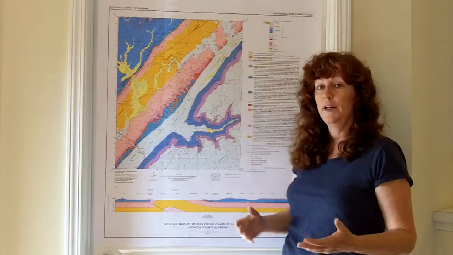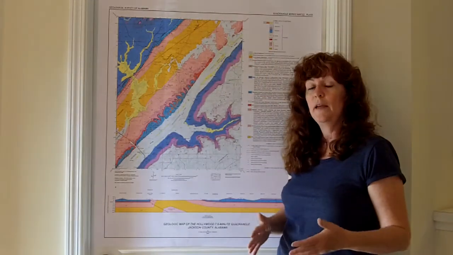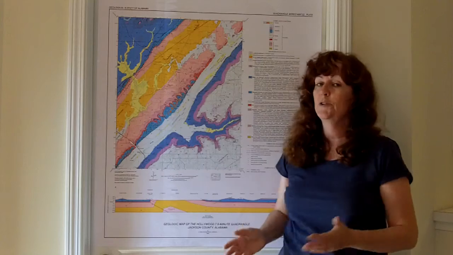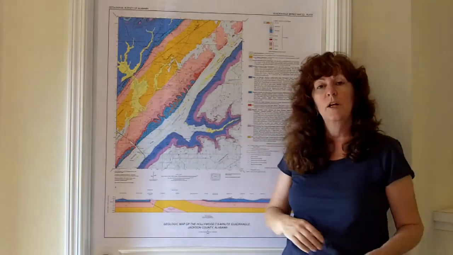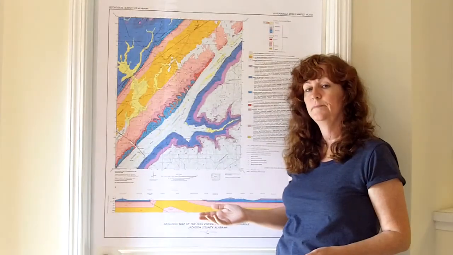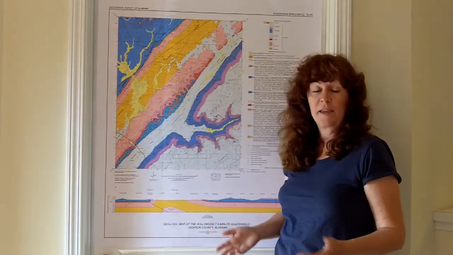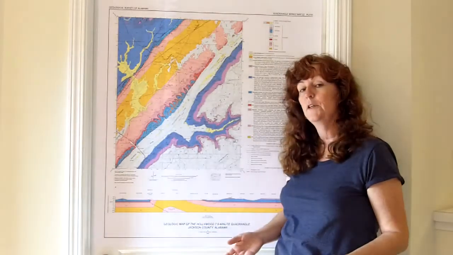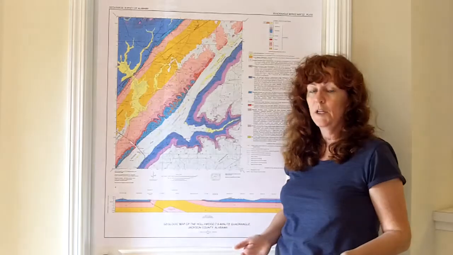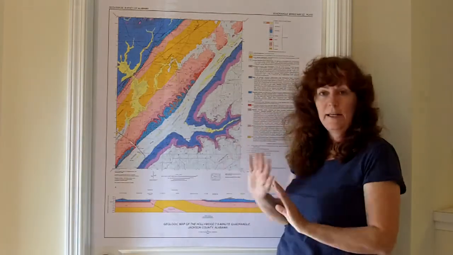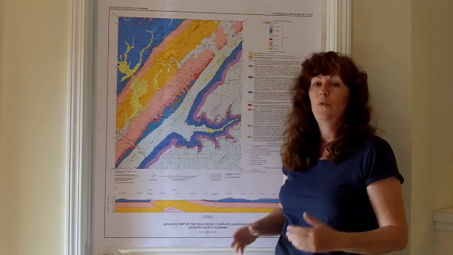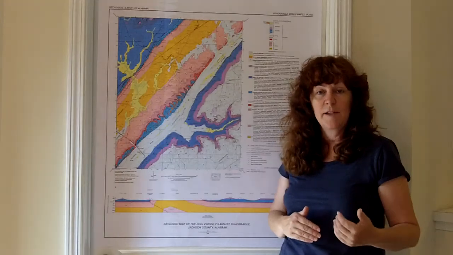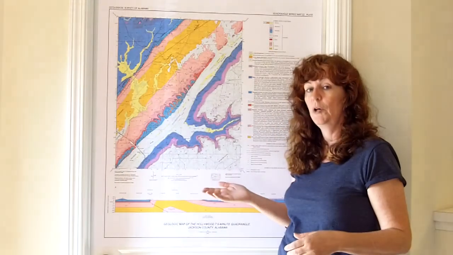Now, just out of logic, do you think that Alabama is closer to the equator or closer to the North Pole? So think about our climate, think about our winters, and you should come to the conclusion, without knowing any numbers at all, that we are much closer to the equator than we are to the North Pole.